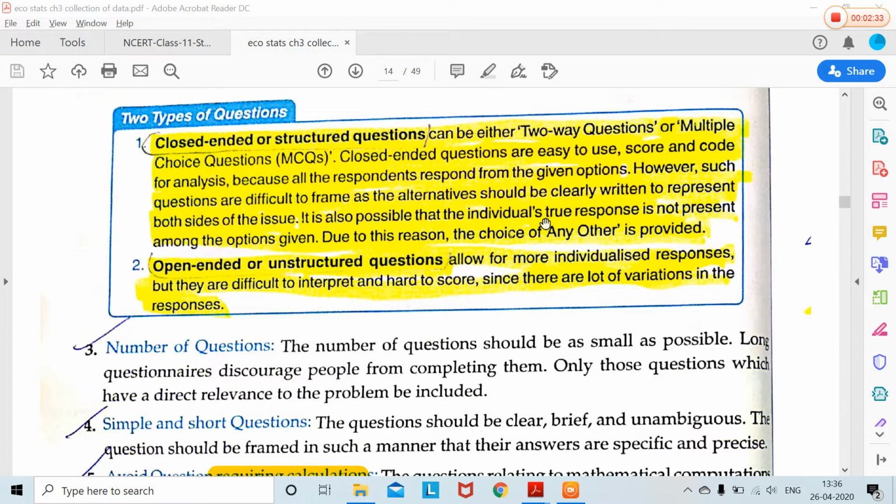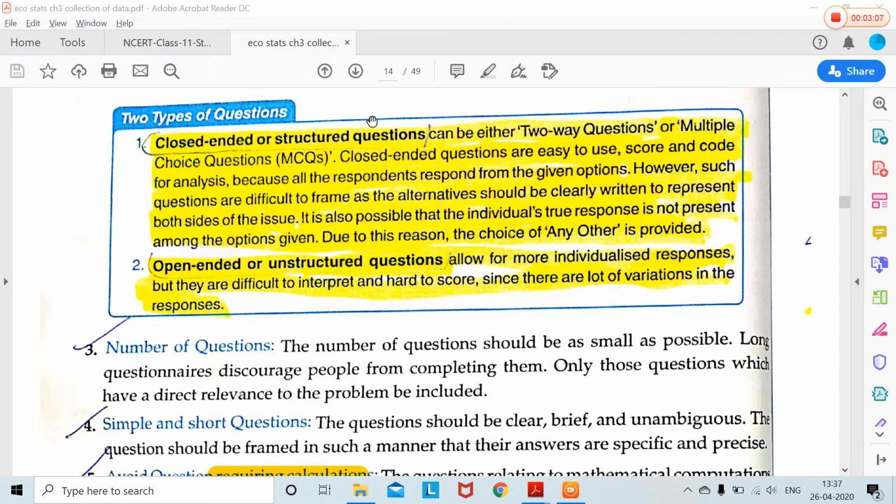For example, I want to know which newspaper do you read, and in that I'm giving you the options: the Times of India, the Hindustan Times, Navbharat Times, the Indian Express, and like that. But you actually read the Hindu. So now there is a problem, your actual answer is not there in the options. So for that, what we can do is we can give the choice of any other as one of the options. We can write any other and leave a blank beside it, and then the person can write the answer.